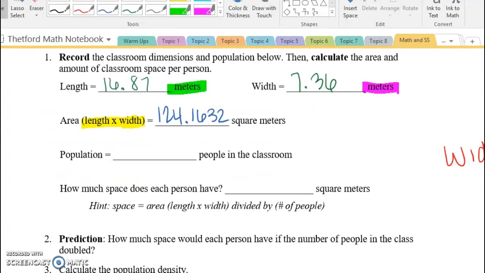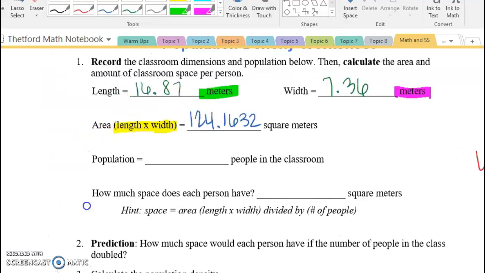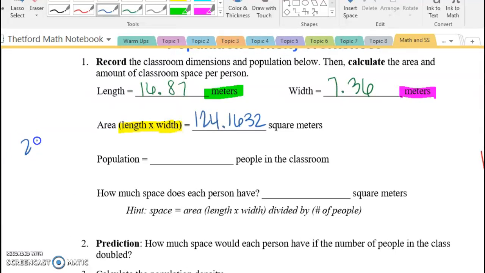Now we need to figure out how many people are in the room. Typically, there's about 28 in my room and about 29 in Miss Rowe's room. So we're going to add those two numbers together to calculate how many people are in the room today. And when we do that, we get 57 people.